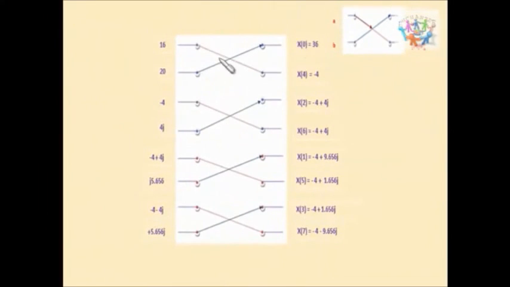So let's take this x. So the top part will be 16 plus 20, which will give us 36, and the bottom part will be 16 minus 20, which is minus 4 into the twiddle factor, which is 1. So we'll get minus 4 into 1 as minus 4. Similarly, the same procedure is done for the remaining x.